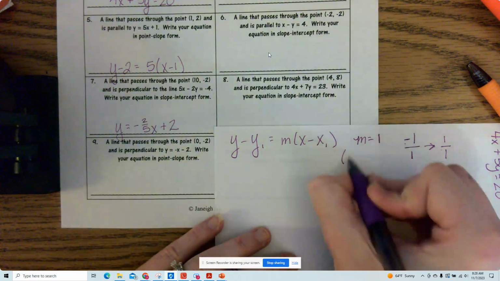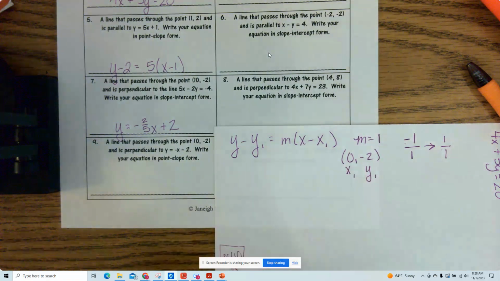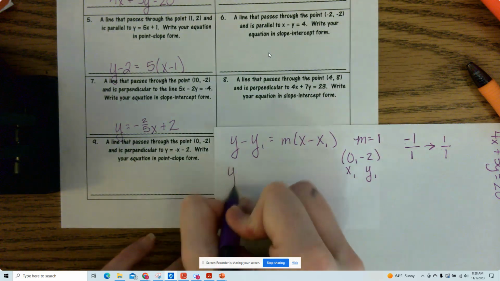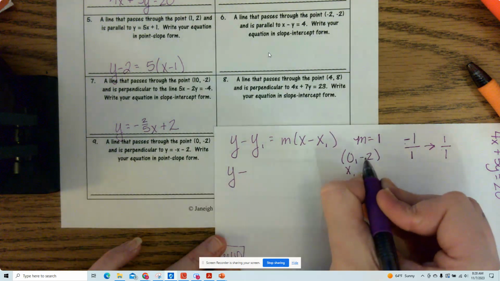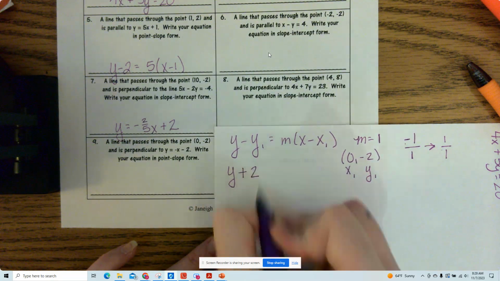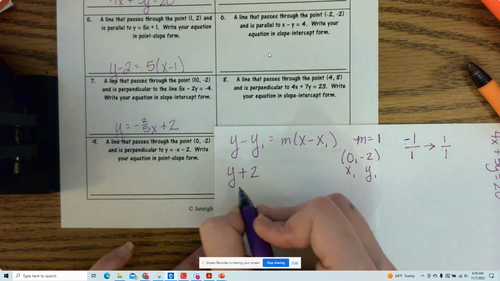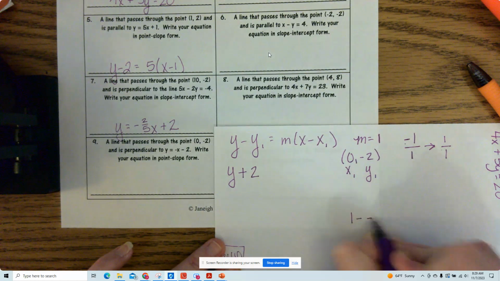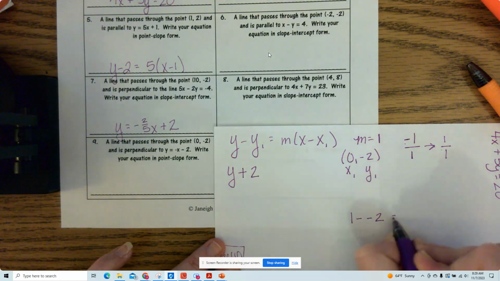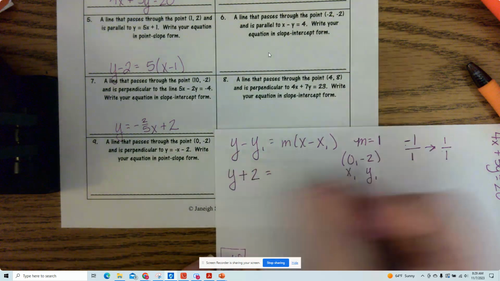And then I've got my ordered pair, 0, -2. Remember, this is an x1 and a y1. Okay, so y minus, do I do minus a -2? Plus 2. Okay, y minus a -2 is plus 2. It's the same thing. 1 minus a -2 is 3, just like 1 plus 2 equals 3. The math is the same. Slope is 1.